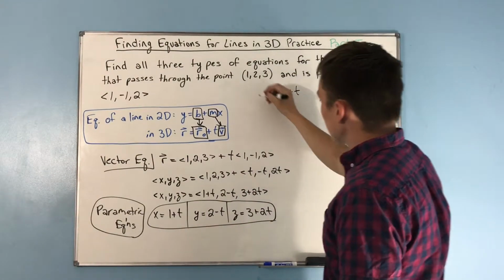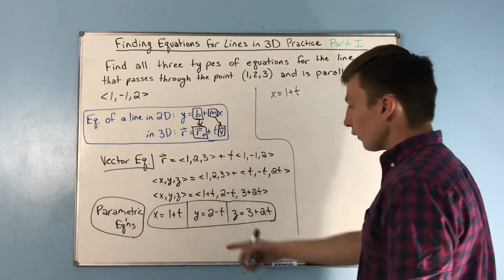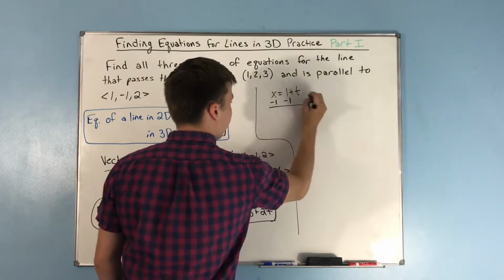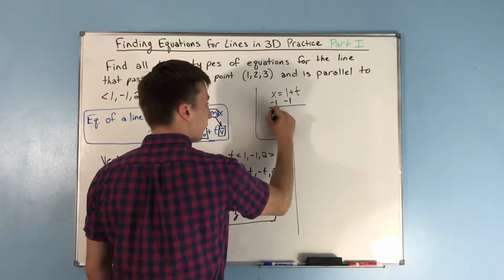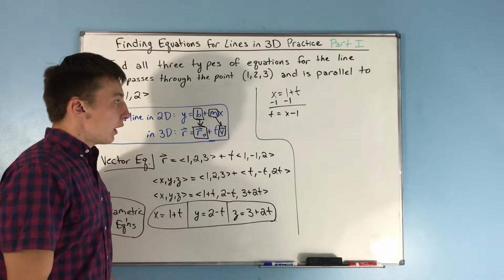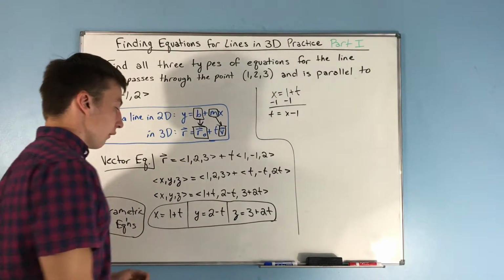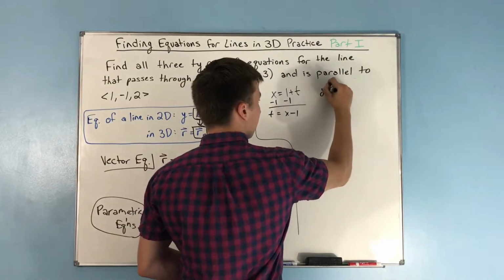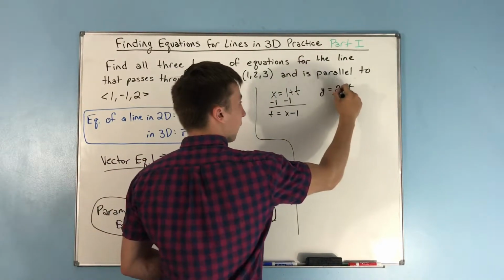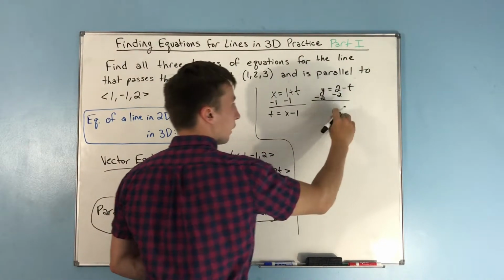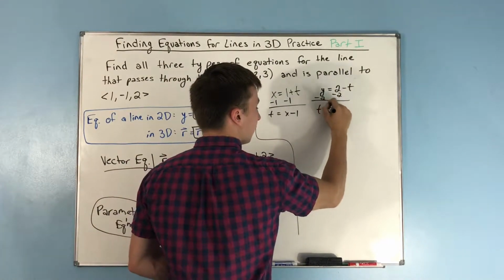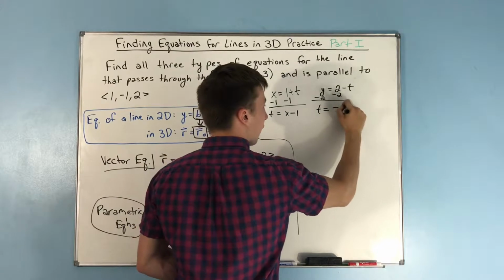If we have x equals 1 plus t, that's one of our equations. We subtract 1 on both sides, and we get that t is equal to x minus 1. If we solve for t for y equals 2 minus t, we subtract 2, and we divide by negative 1 on both sides, so we end up getting that t equals negative y plus 2.